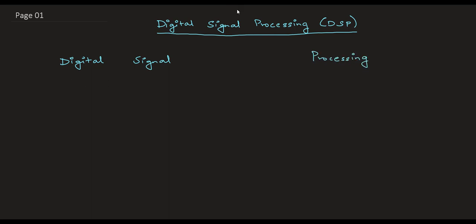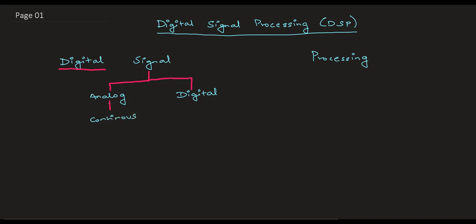So let's get started. When I say digital signal processing, I have three words in that term: digital, signal and processing. So what does the word digital represent? The digital word represents a type of classification of a signal. A signal can be classified as either analog or digital. Good. And now the analog signals are continuous signals.